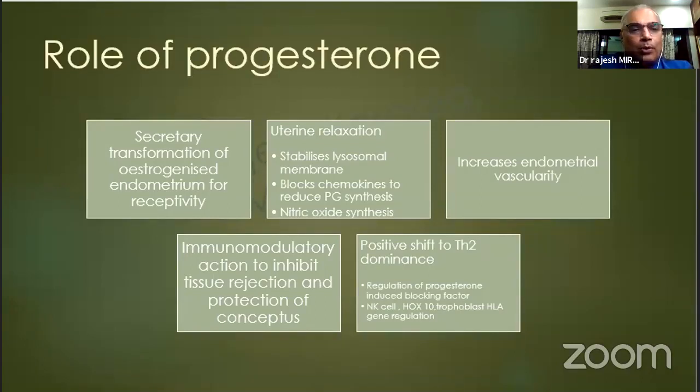So what is the role of progesterone? Briefly, progesterone is responsible for the secretory transformation of the estrogenized endometrium for receptivity. To act, progesterone receptors are induced by estrogen. It causes uterine relaxation. What are the mechanisms? It stabilizes the lysosomal membrane, blocks the chemokines to reduce PG synthesis and nitric oxide synthesis. These are various mechanisms of how it causes uterine relaxation.